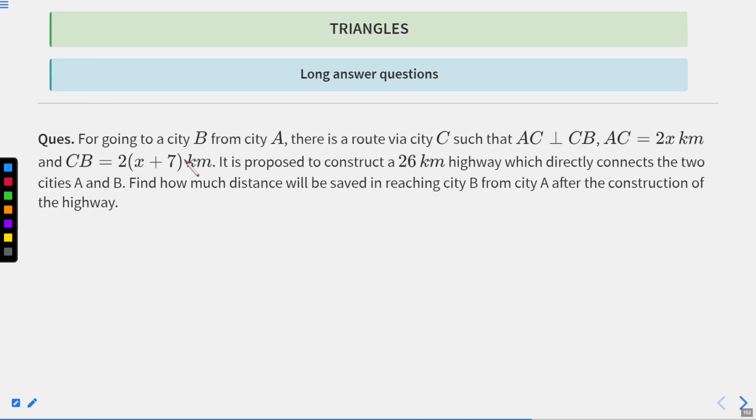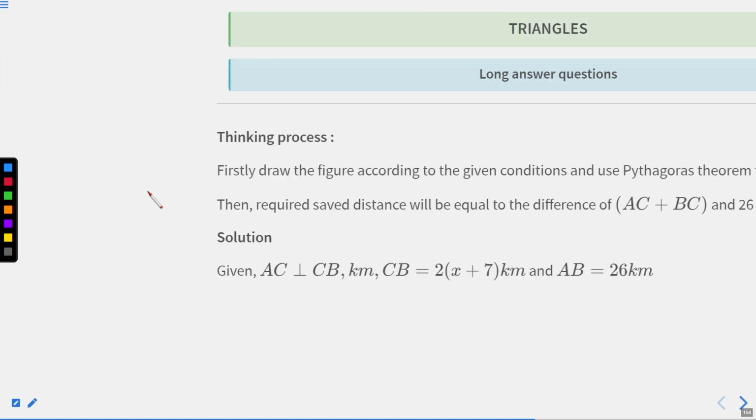So in next question, for going to city B from city A, there is a route via city C such that AC is perpendicular to CB and AC is equal to 2x kilometer and CB is equal to 2 times (x plus 7) kilometer. So it is proposed to construct a 26 kilometer highway which directly connects the two cities A and B. Find how much distance will be saved in reaching city B from city A after the construction of the highway. Okay, so let us see how to solve it.